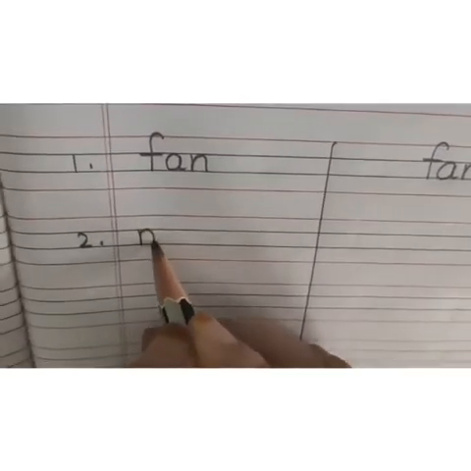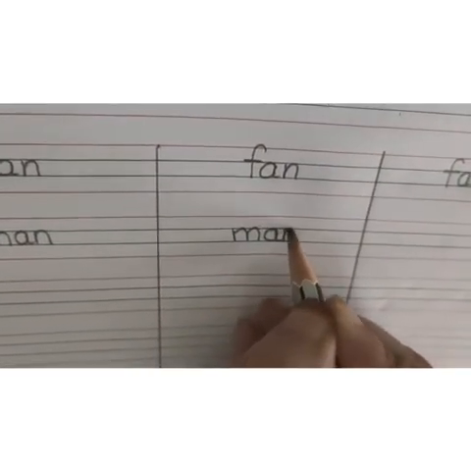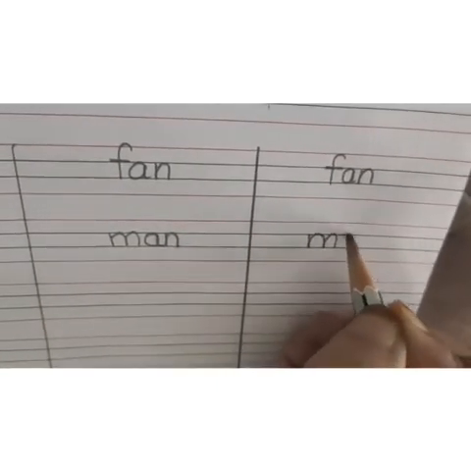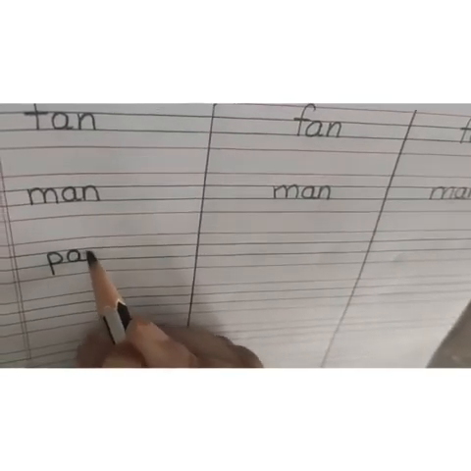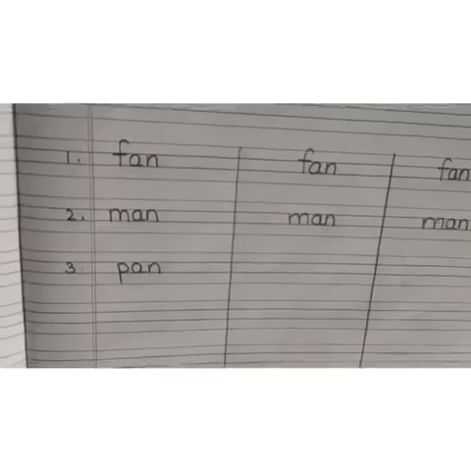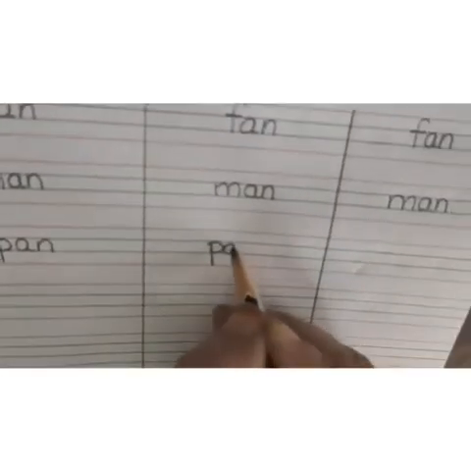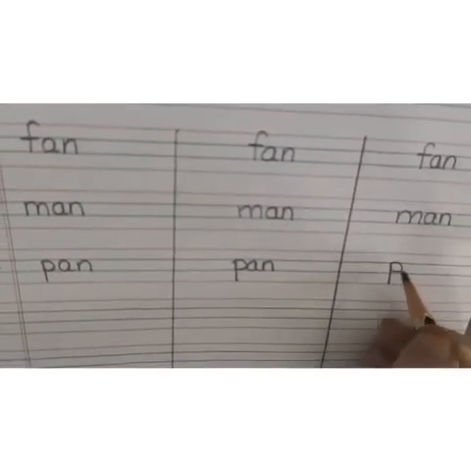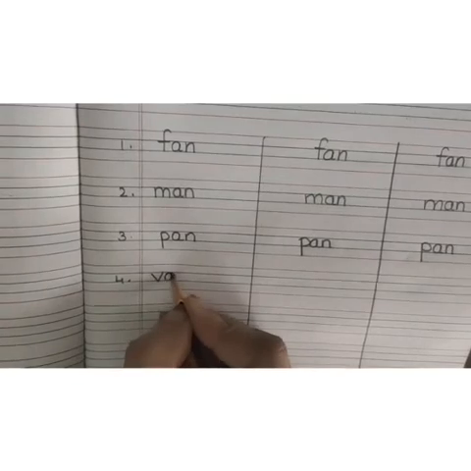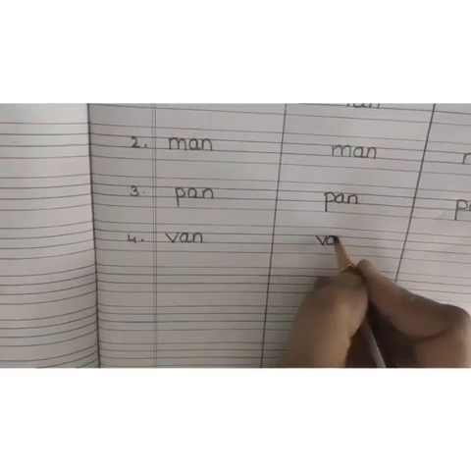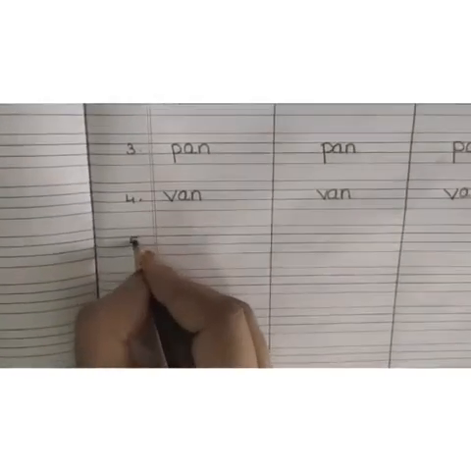Second one. M A N man. M A N man. M A N man. Third one. P A N pan. P A N pan. P A N pan. Fourth one. V A N van. V A N van. V A N van.